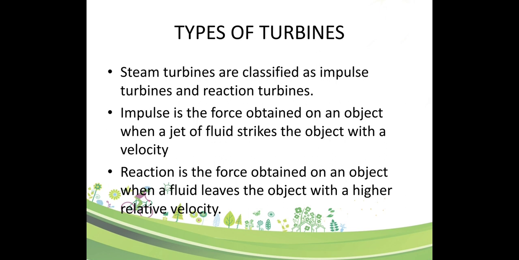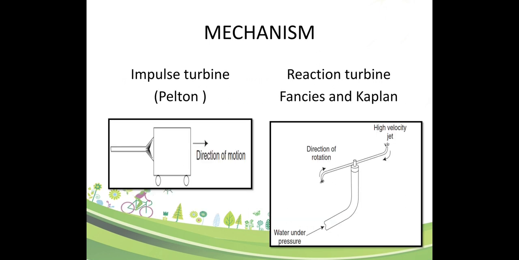Types of steam turbine. Steam turbine is classified into impulse turbine and reaction turbine. The impulse turbine means the impulse is the force obtained on an object when a jet of fluid strikes the object. This is one example of the impulse turbine. Reaction turbine is the reaction force obtained on the object when the fluid leaves the object with a higher relative velocity. It is an impulse turbine and then a reaction turbine.